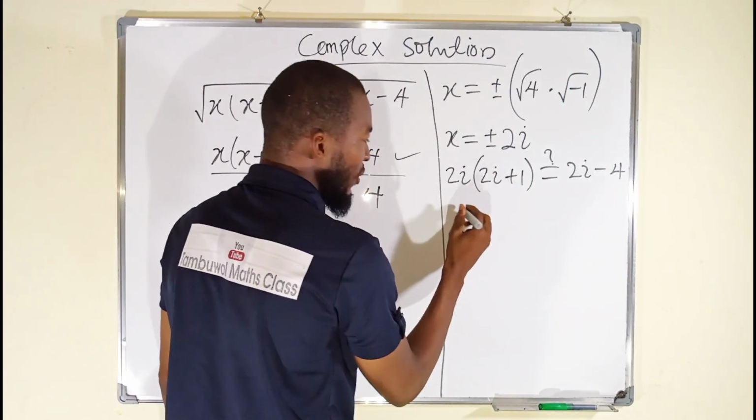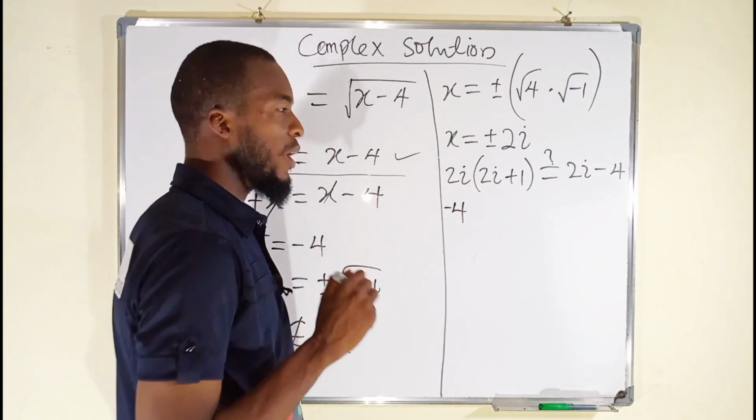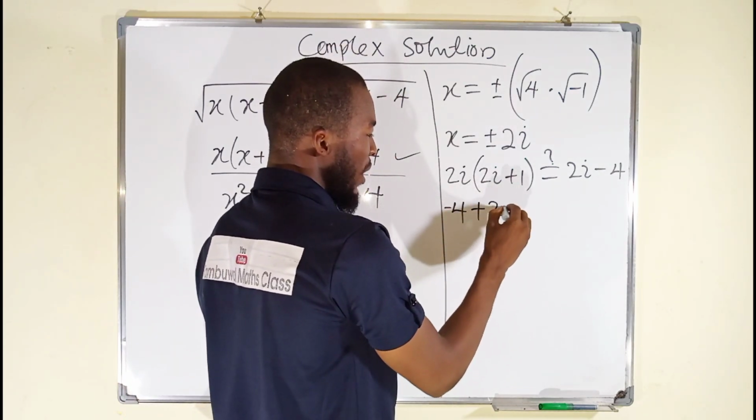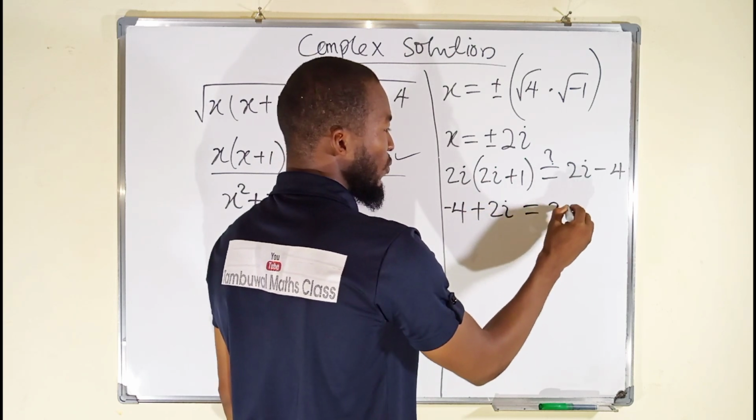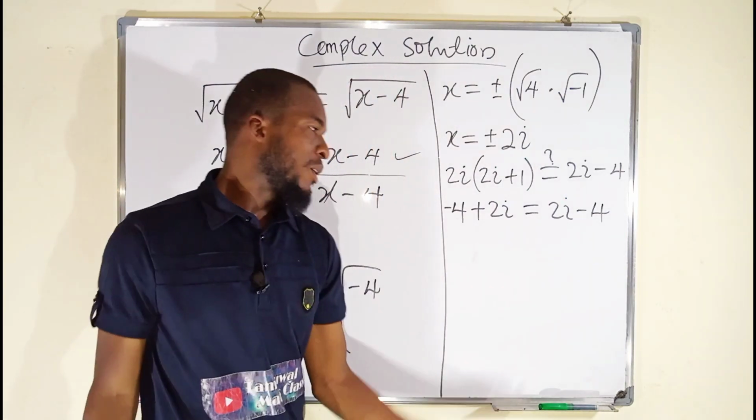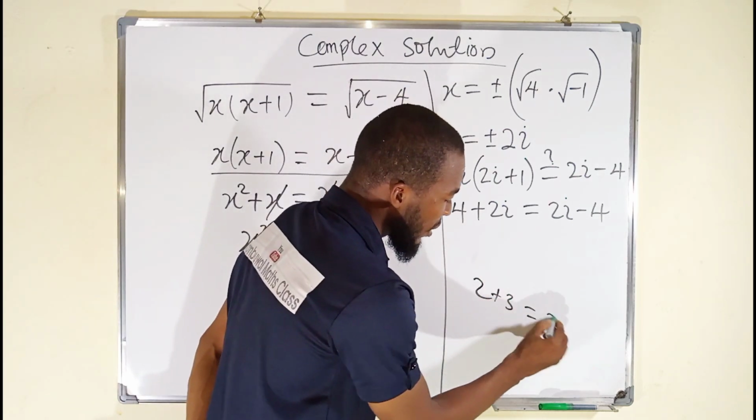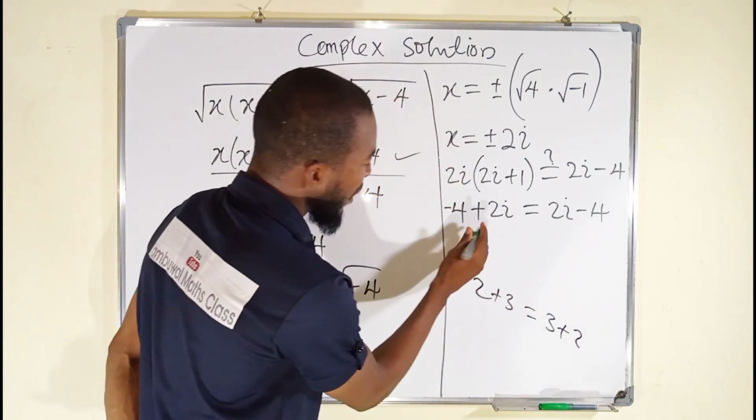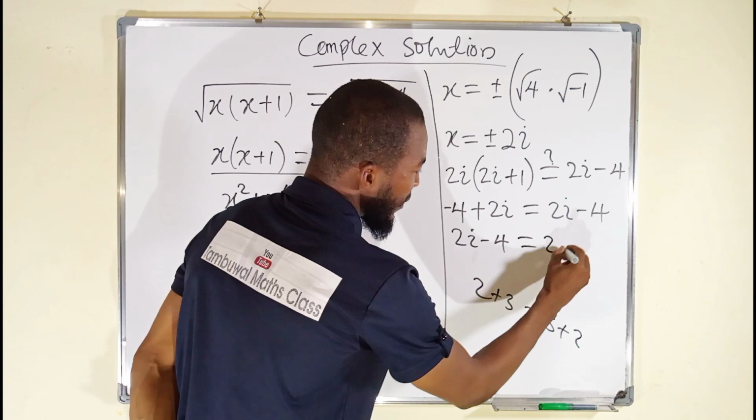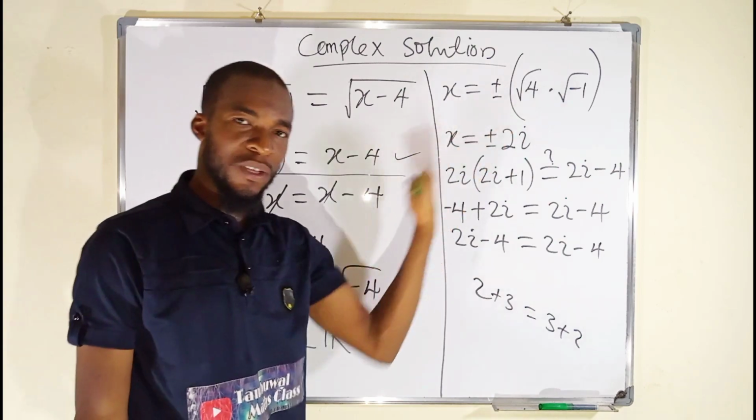Let's expand. 2 times 2 is 4. i times i is negative 1, so we can attach negative here, so we have negative 4. 2i multiplied by 1 is 2i. Is this the same thing as 2i minus 4? Exactly the same. You know addition is commutative, they are interchangeable. 2 plus 3 is the same thing as 3 plus 2. So we are free to take this one before this. We can write it as 2i minus 4, and you can see it is exactly 2i minus 4. So positive 2i satisfies this equation.